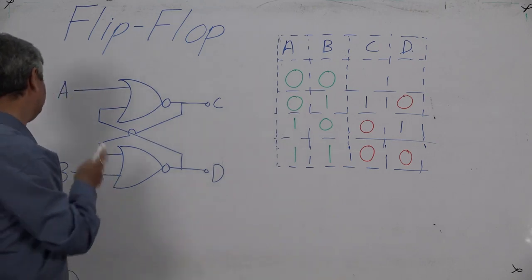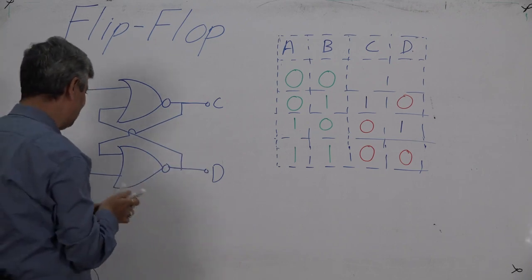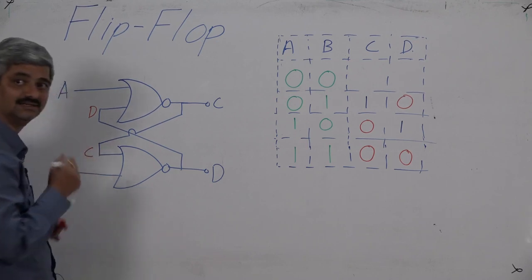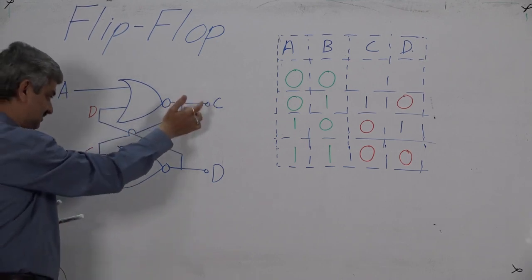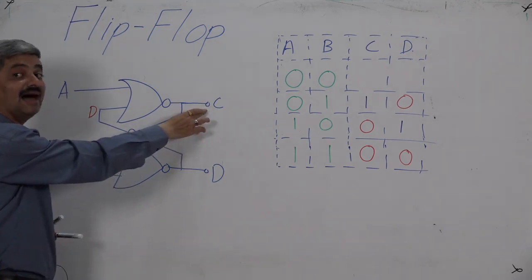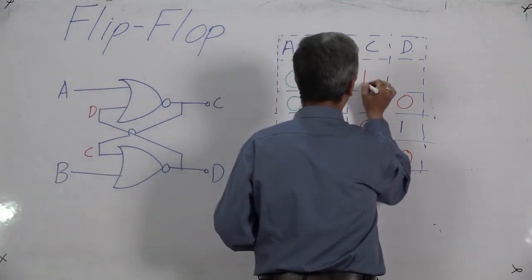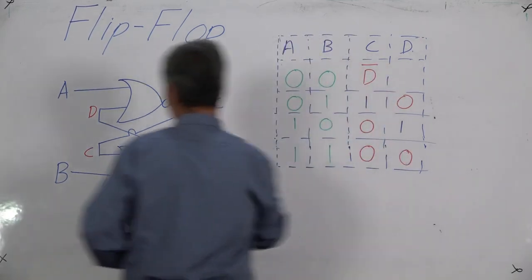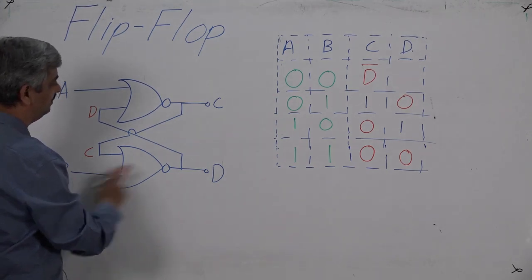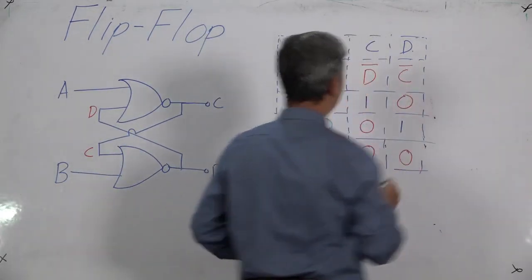See how the interdependency is. If A is 0, this is D. So I can write this as D here. Is there any harm? No. So I have just written D here. So when A is 0, C is what? D bar, not D. Why D bar? Because it's a NOR gate. So C is D bar. And what is D? When B is 0, D is C bar.